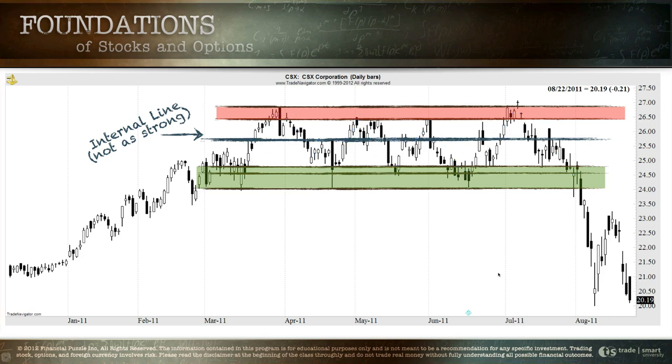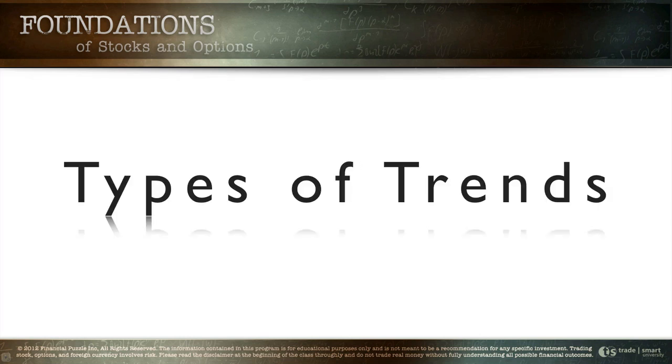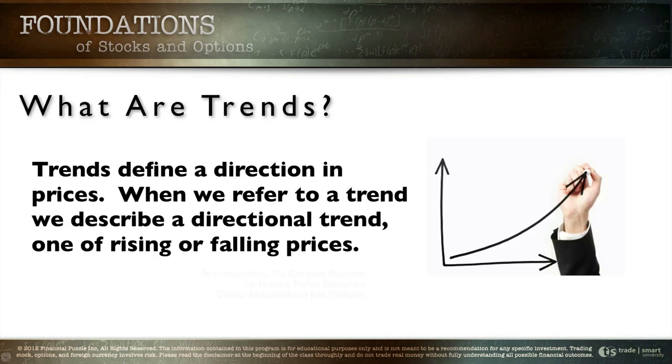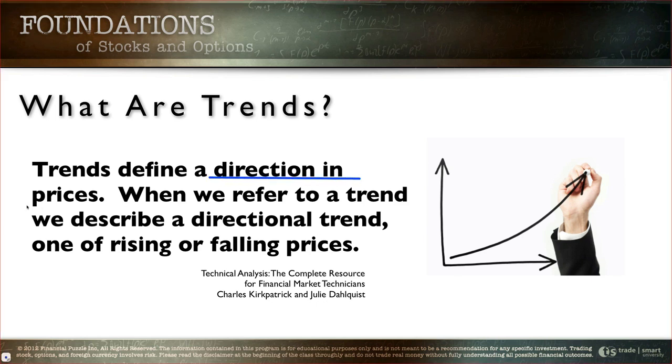Okay, so now, understanding this basic psychology, how do we apply this and where does this build in terms of our understanding of trends and then ultimately where we're going from here? Understand there are various types of trends. There's actually 3 types of trends. A really good definition here is that trends define a direction in price. When we refer to a trend, we describe a directional trend, one of rising or falling prices. So usually a trend is either going up or down.